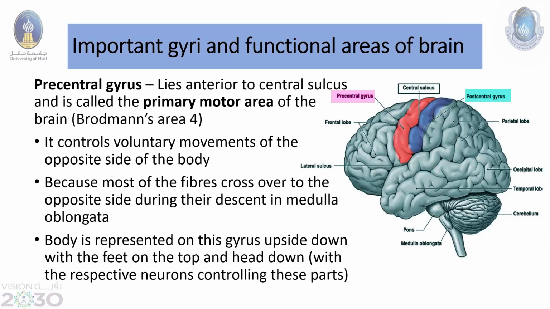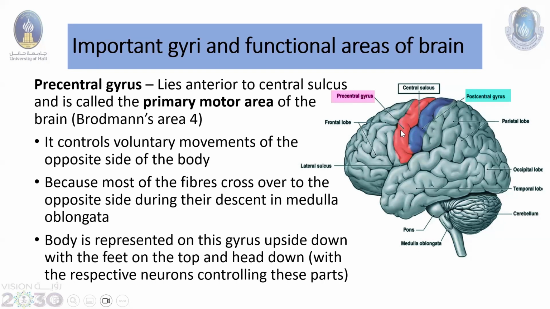Now coming to the important gyri, along with that we'll also study some of the important functional areas in these gyri. The first gyrus will be the precentral gyrus. This lies just anterior to the central sulcus. We have already seen this is the central sulcus. Just anterior to the central sulcus, this elevation, the red colored area shown here, is called the precentral gyrus. And this is a very important area. This is called the primary motor area, the main motor area.